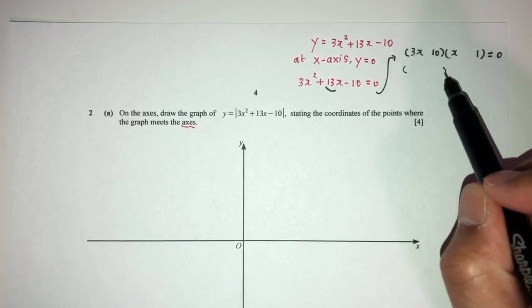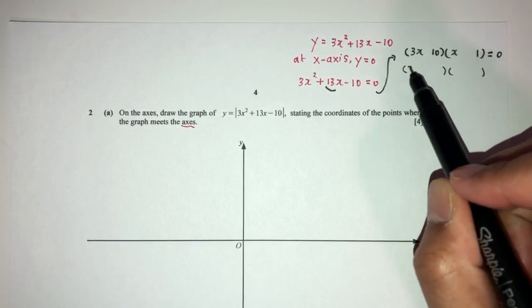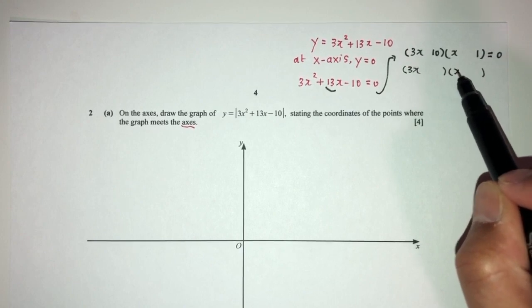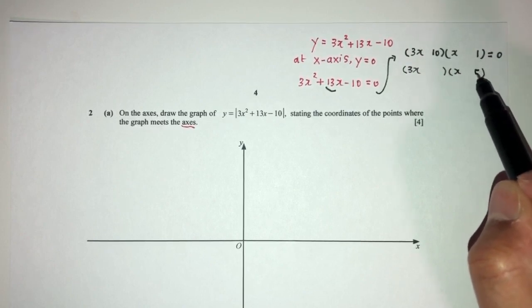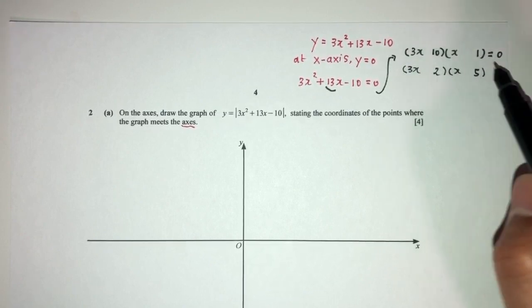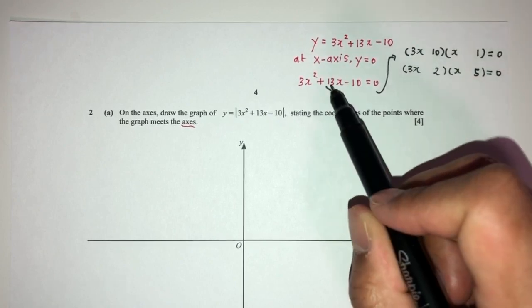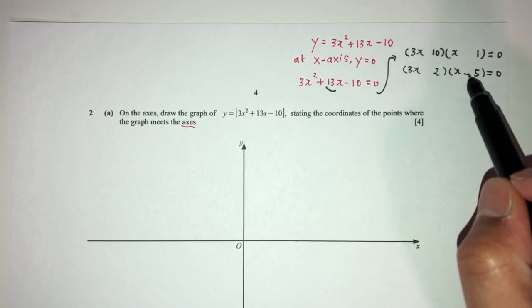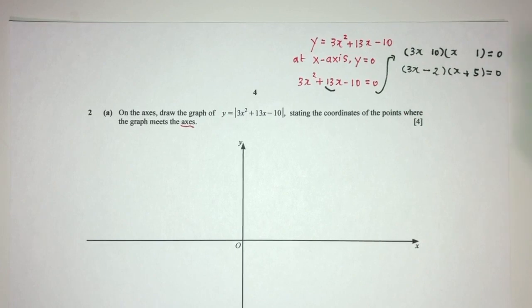So that will be 3x, and that will be x. 10 is 5 times 2. Okay, now this is better. To get plus 13, I have to have plus 15 minus 2. Now this is a good factorization.